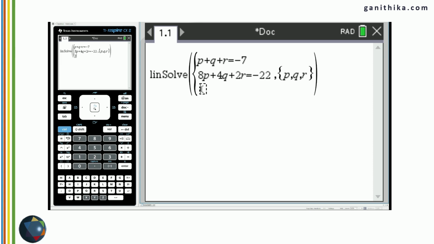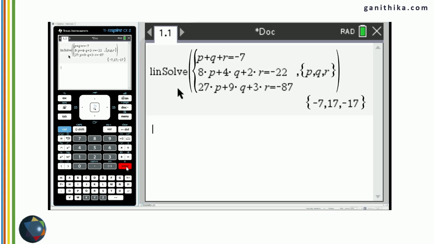If you had the variables as XYZ, you should give everything in XYZ. Since I changed it to PQR, I'm writing everything in PQR. And once you enter all the three equations, go back and press the button enter. You'll get all the three values, p, q and r value in this sequence.